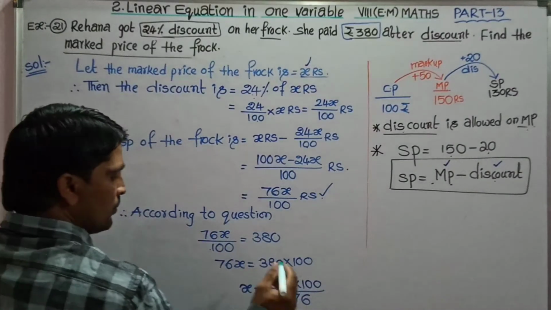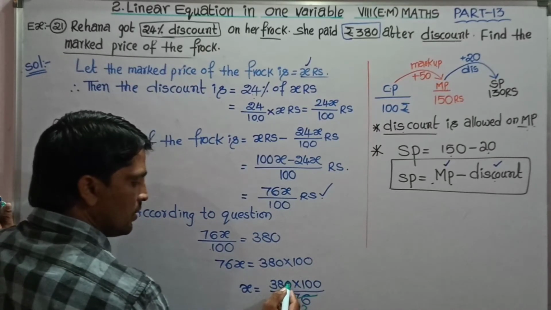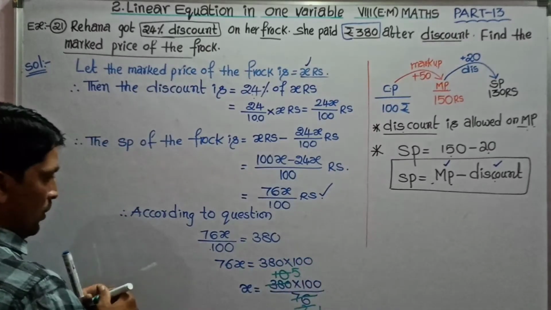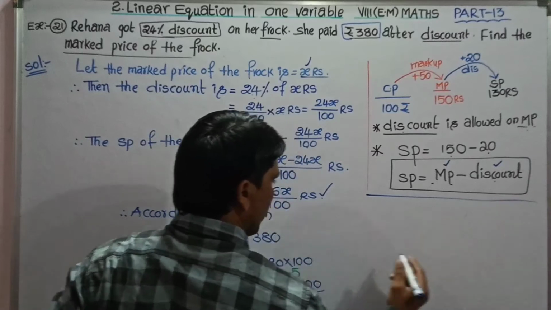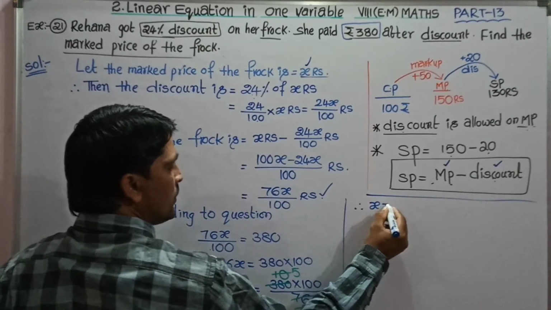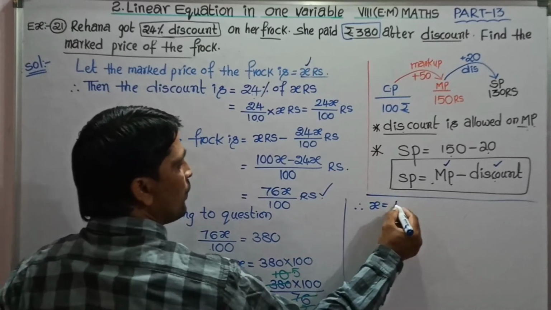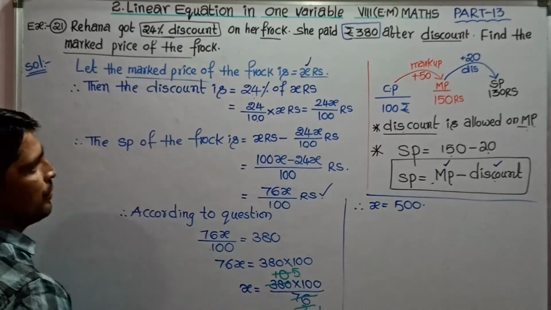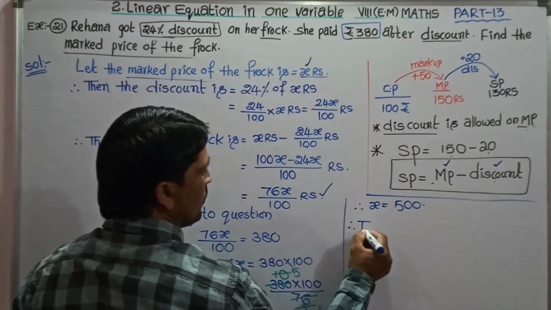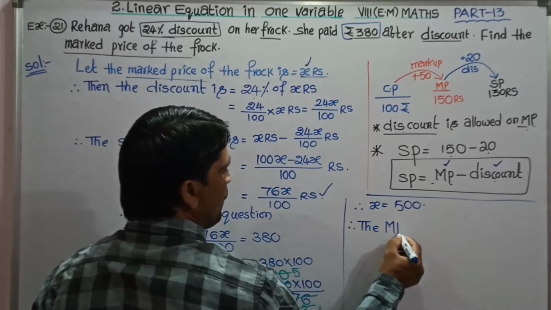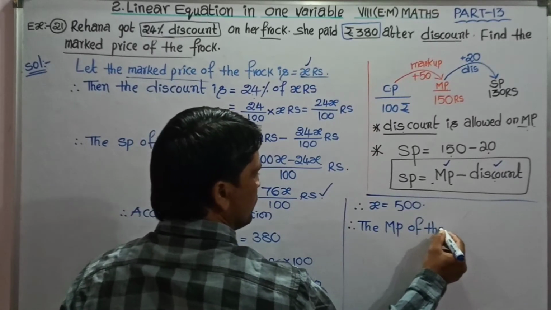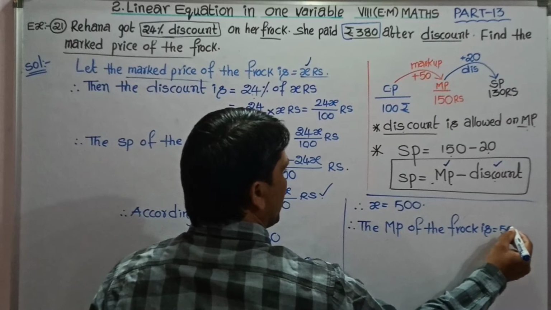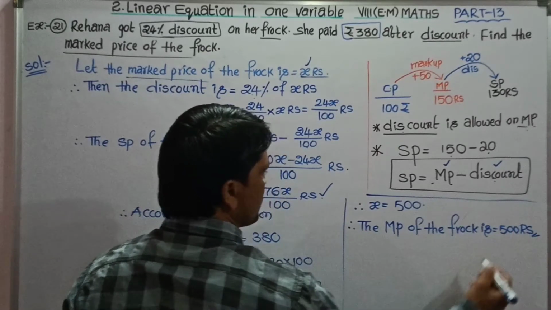Now 38 2s are 76, 38 10s are 380, so 2 1s are 2, 5 2s are 10. So what we get? Therefore, x equals 5 into 100 by 1, 500 rupees. x equals 500. What is x? That is the market price of the frock, 500 rupees. Therefore, the market price MP of the frock is equal to x rupees, but x equals 500, so it is 500 rupees.